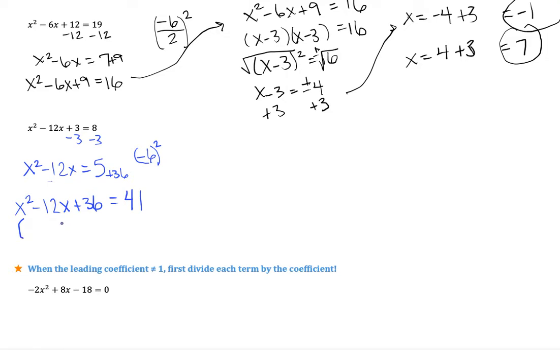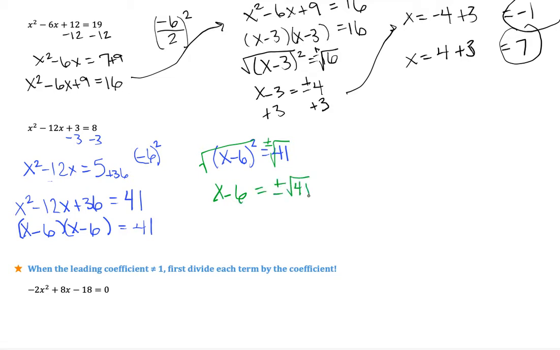Now I'm going to factor the left side of the equation. It looks like I'm going to have x minus 6 and x minus 6, which means I'm going to rewrite it as x minus 6, that binomial squared, equals 41. Then I'm going to take the square root of both sides, which leaves me with just x minus 6 on this side, and plus or minus the square root of 41 on this side. Remember, I don't want a decimal approximation. I'd rather you leave it like this.